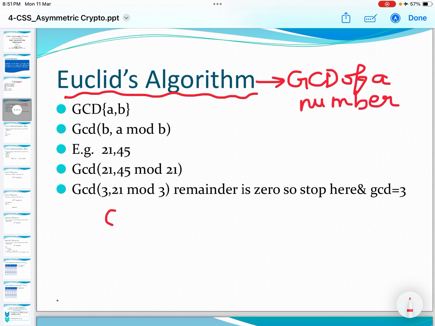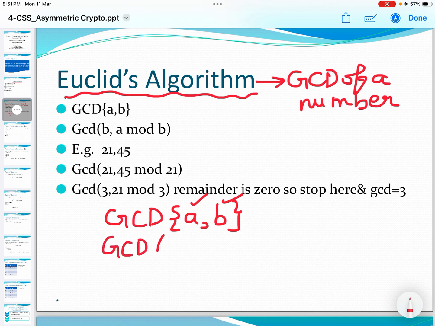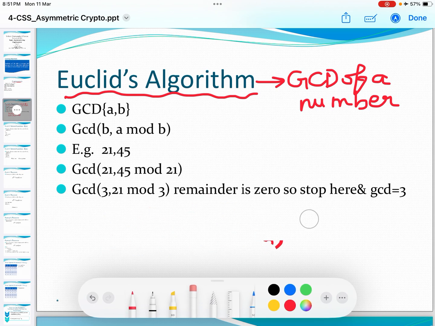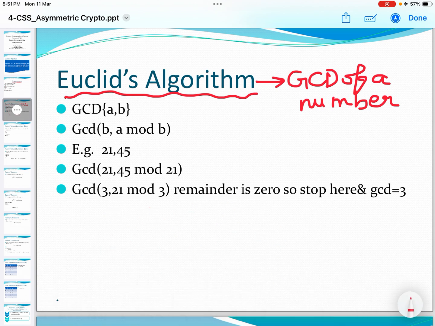So how can you calculate the GCD? There are two numbers A and B. How will you calculate the GCD of A and B? The GCD will be GCD of B comma A mod B. So for example, there is a number given to me as 21 comma 45.